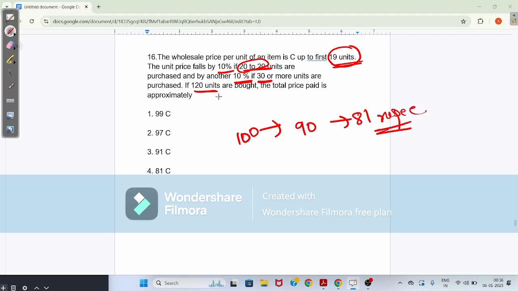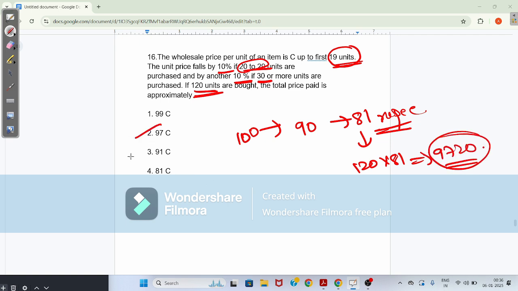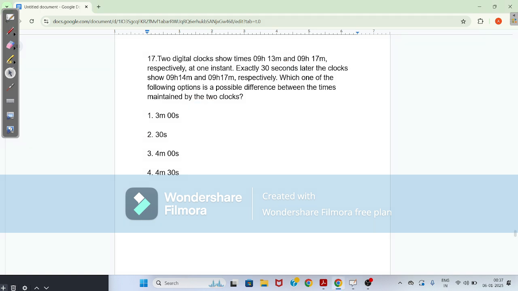Okay, so we calculate. 120 units were purchased, so 120 into 81 gives the value 9720. So this value is approximately equal to 97 hundred. Okay, this is the required answer.